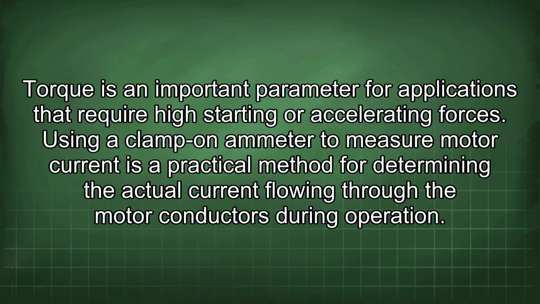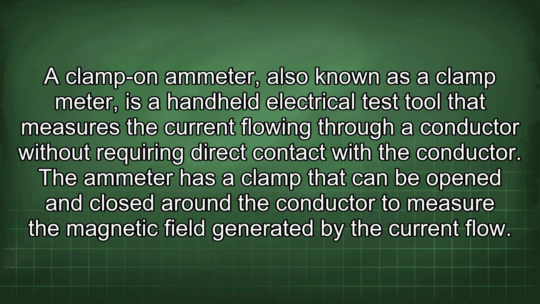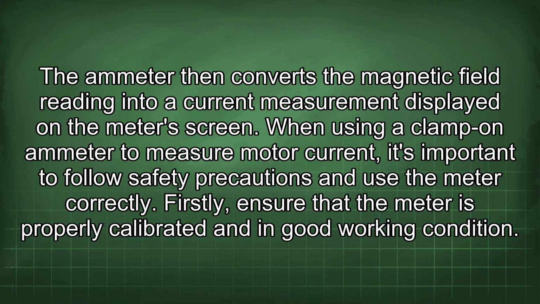Using a clamp-on ammeter to measure motor current is a practical method for determining the actual current flowing through the motor conductors during operation. A clamp-on ammeter, also known as a clamp meter, is a handheld electrical test tool that measures the current flowing through a conductor without requiring direct contact with the conductor. The ammeter is a clamp that can be opened and closed around the conductor to measure the magnetic field generated by the current flow. The ammeter then converts the magnetic field reading into a current measurement displayed on the meter screen.